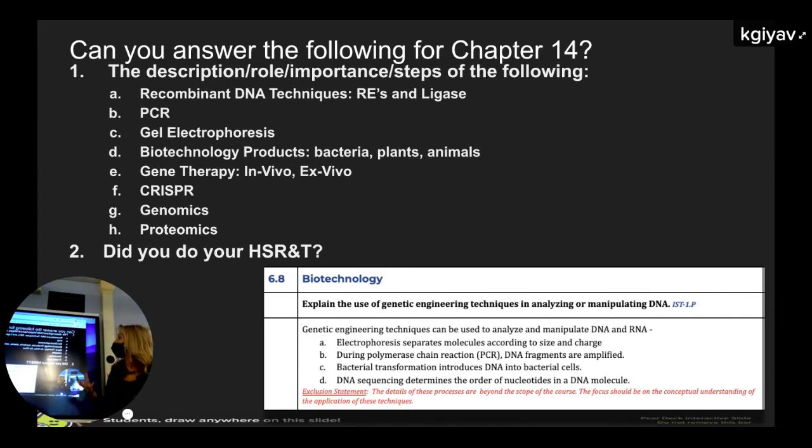bacteria, plants, and animals, gene therapy in vivo and ex vivo, CRISPR technology, genomics and proteomics, and did you do your highly suggested reading and thinking? I also grabbed the expectations directly from the College Board, listed right here. Maybe take a quick minute. Are there some that you need to focus a little more on? Do you have a familiarity with it, or is it your friend? You need to know it well enough that you can apply it, not an acquaintance, but that you feel really comfortable with it. Tell your bio buddy what you think you need to spend a little more time on, or maybe you've got it all nailed.